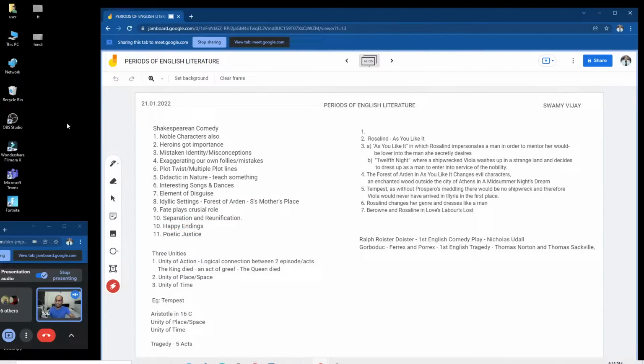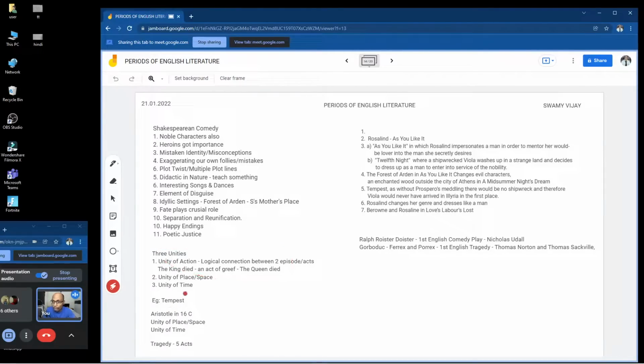And the three unities which we discussed are unity of action, that means a logical connection between two episodes or acts. For example, if the king died, then in grief the queen died. So there is a connection between two actions. And then unity of place or space, and unity of time. So these are the three unities.